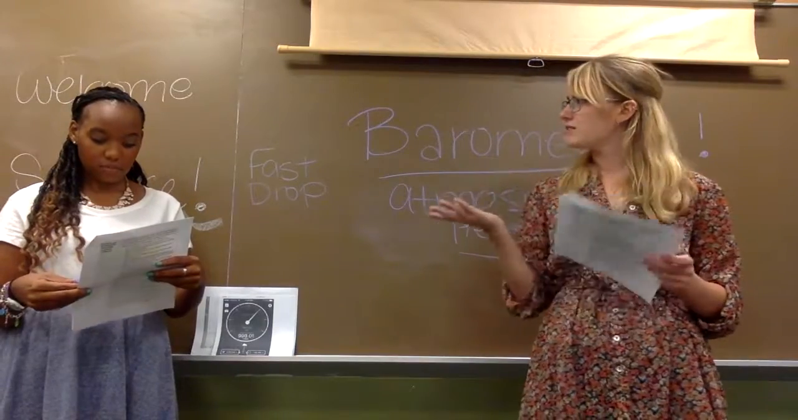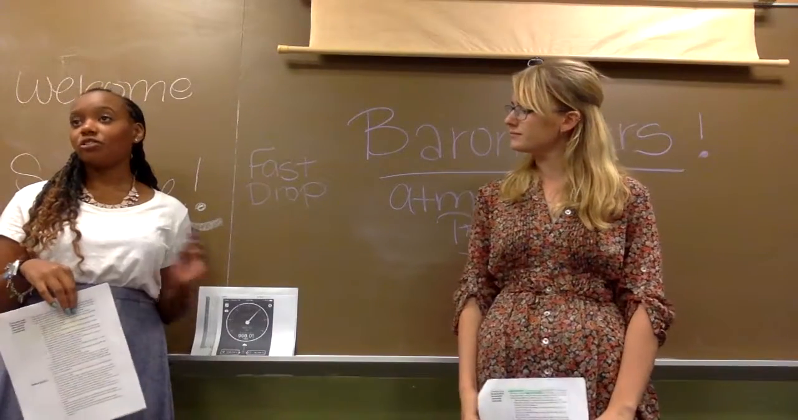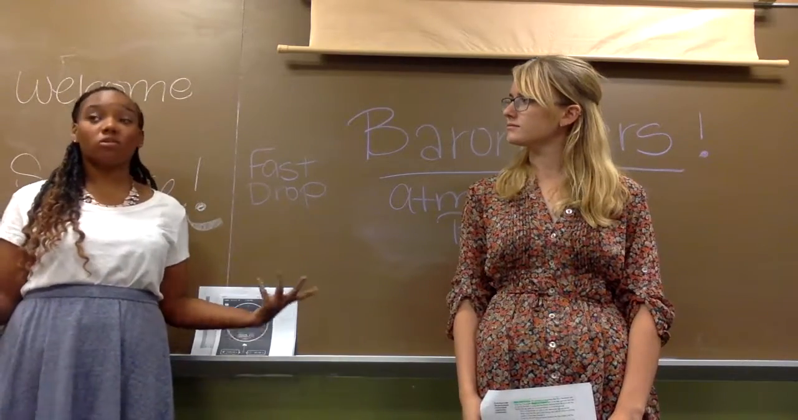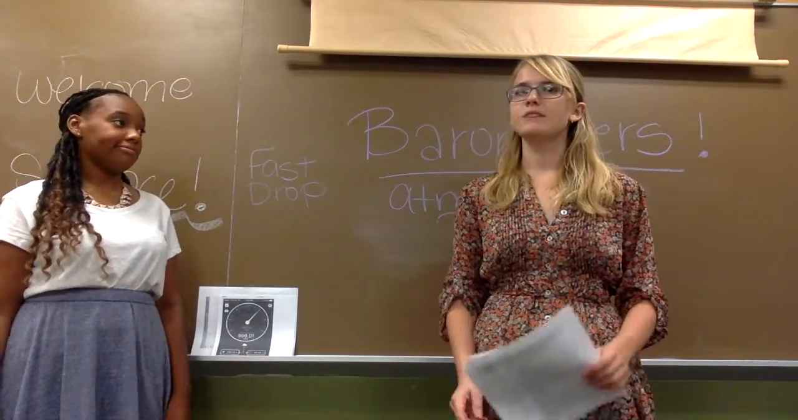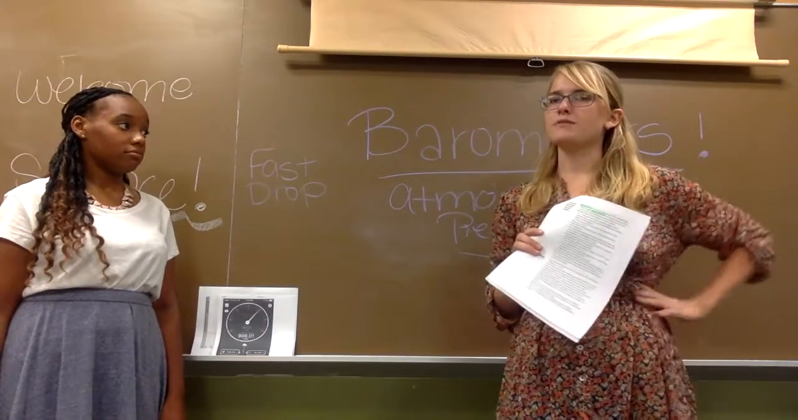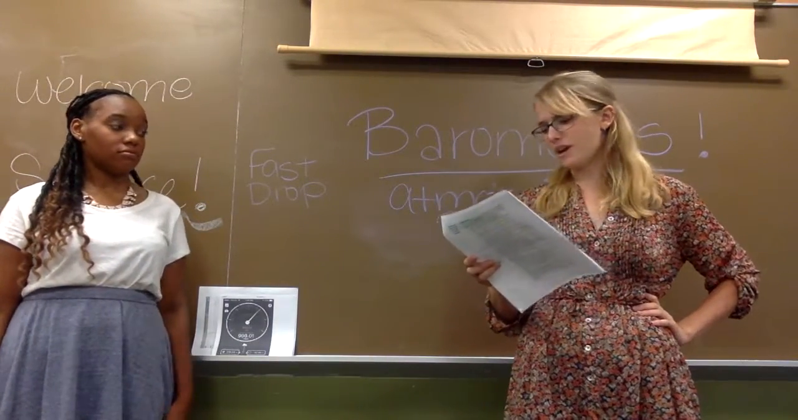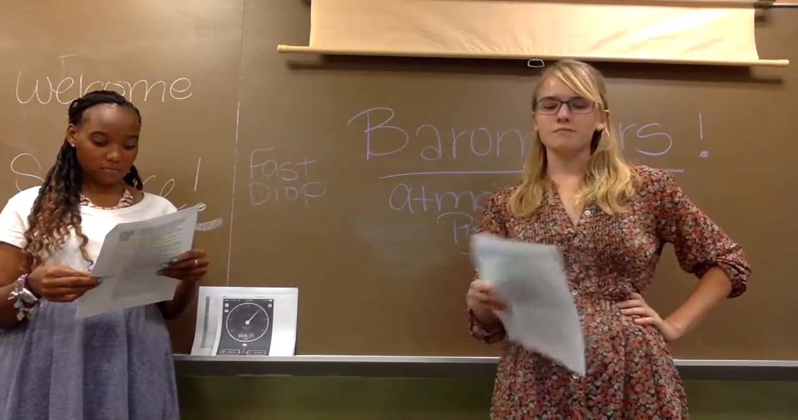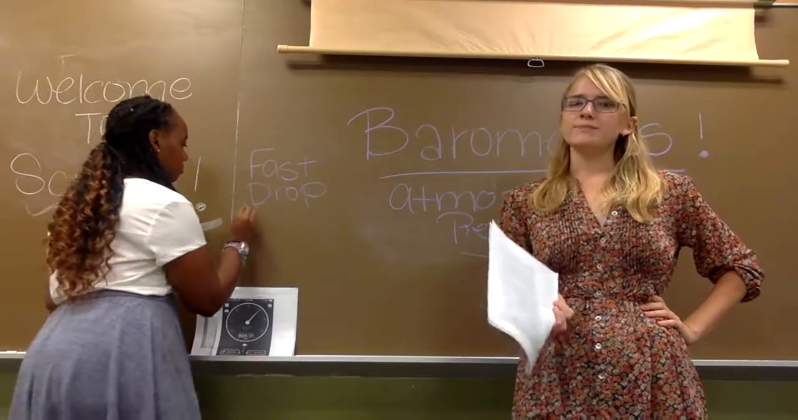What it really means is that if low pressure is coming, it's going to be windy, cloudy, or rainy weather. So if you have the idea of what a fast drop in atmospheric pressure would look like, what do you think a high rise or sudden rise in atmospheric pressure would indicate? Anyone have any ideas?